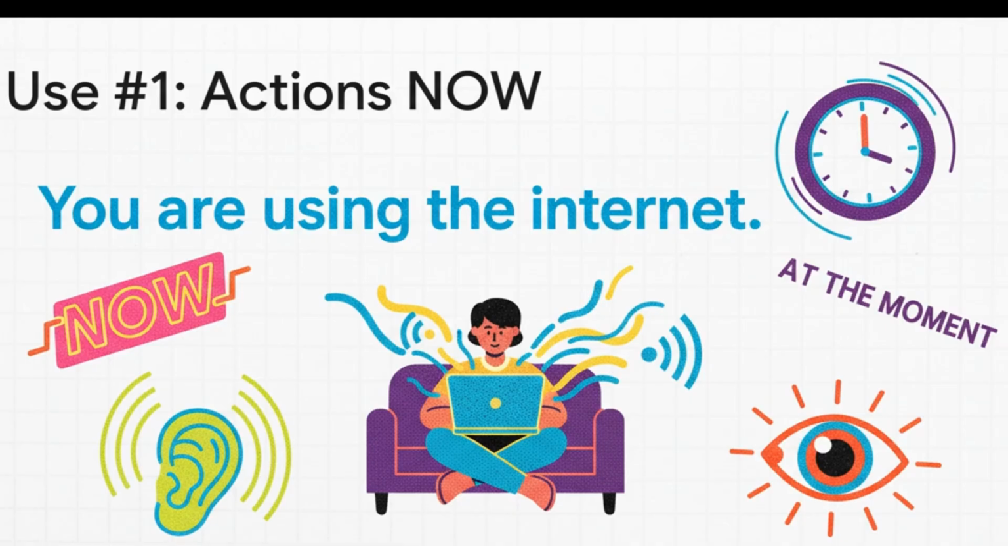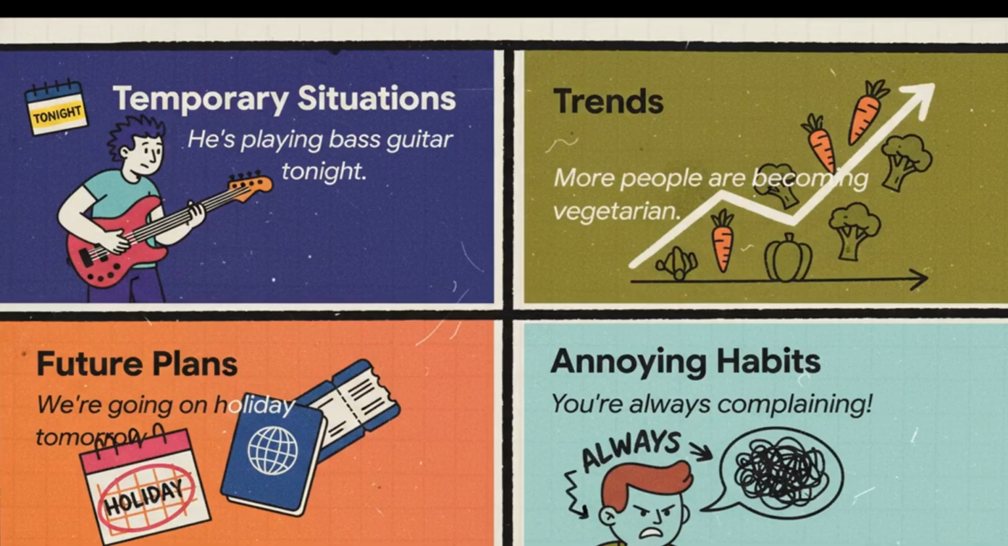Here's a pro tip. Keep an ear out for signal words like now or at the moment. And if you hear someone say, listen or look, that's a massive clue that the present continuous is coming right up. But wait, there's more.